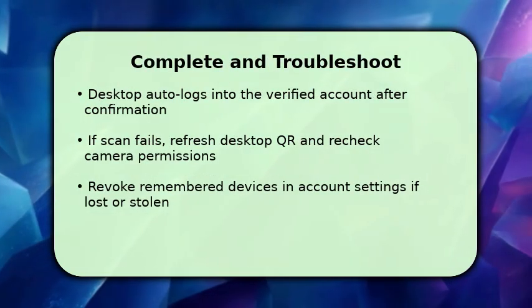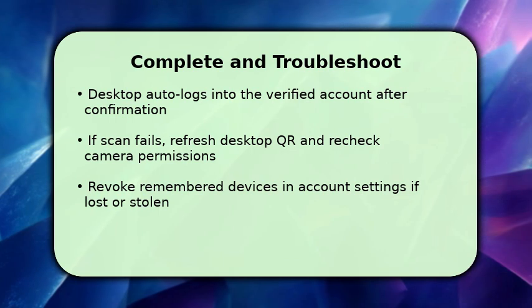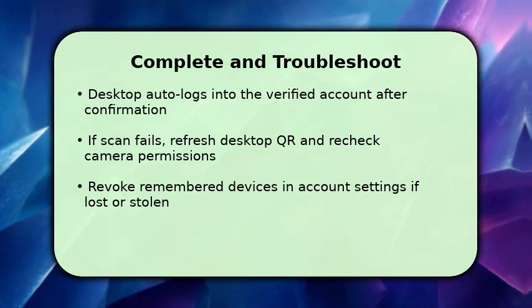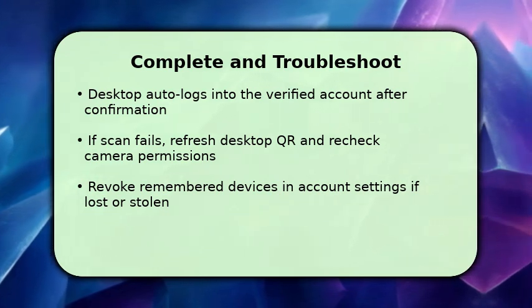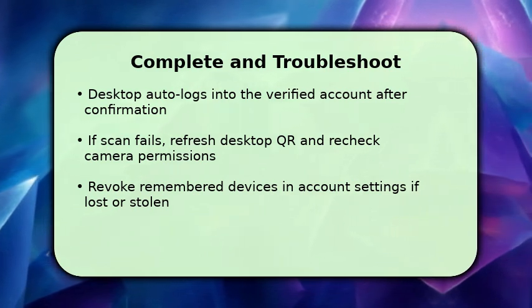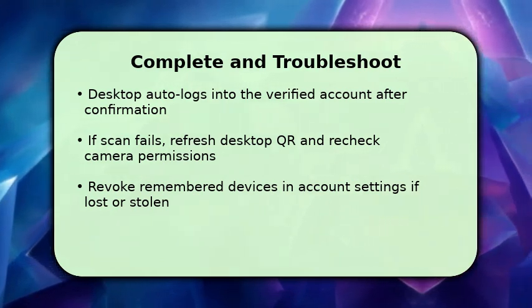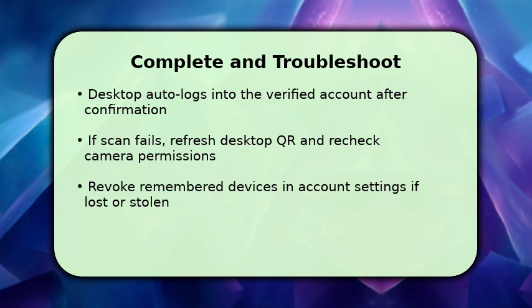After you confirm on the phone, the desktop session completes automatically and you're logged in without typing a password. If nothing happens, first refresh the QR on desktop and rescan. Make sure both devices share a stable internet connection and that the phone camera has permission. If problems persist, sign out and try again or clear app cache.